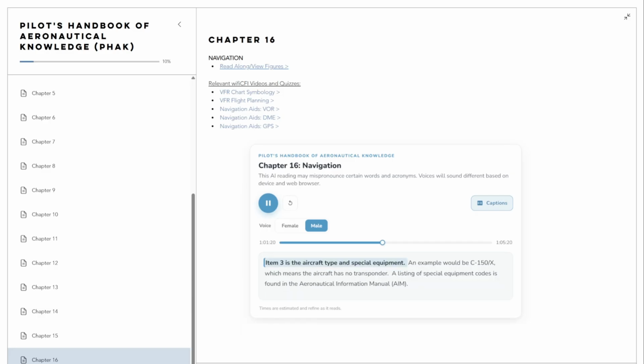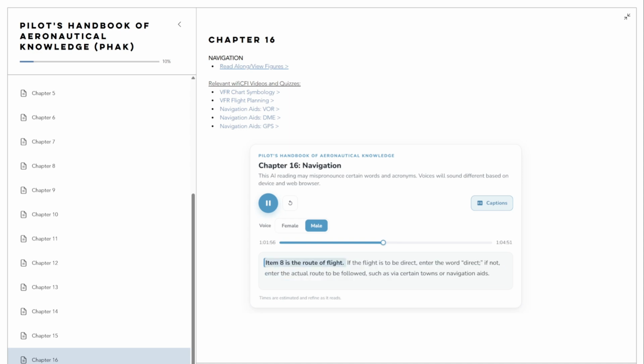Item 3 is the aircraft type and special equipment. An example would be C-150X, which means the aircraft has no transponder. A listing of special equipment codes is found in the Aeronautical Information Manual, AIM. Item 6 is the proposed departure time in UTC, indicated by the Z. Item 7 is the cruising altitude. Normally, VFR can be entered in this block since the pilot chooses a cruising altitude to conform to FAA regulations.